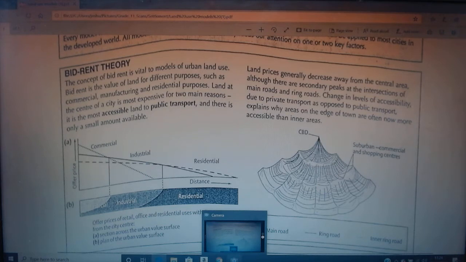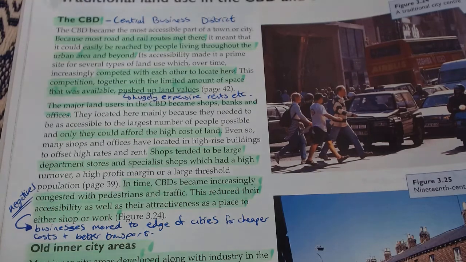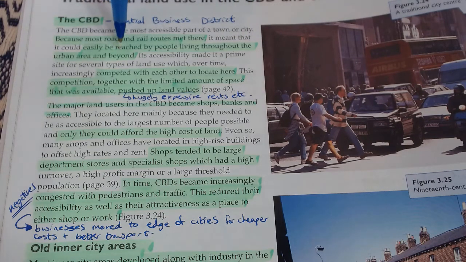We're going to jump on to page 44, New Wider World. Pen and highlighter at the ready, please. All right, so page 44. Let's go through each section very quickly. CBD, Central Business District. Because most rail and road routes meet there, it's easily reached by people living throughout the urban and rural areas. So again, this is the hub of everything. Remember, it has most train stations, bus stations, stuff like that. Airport, well, the airports are usually outside the city.